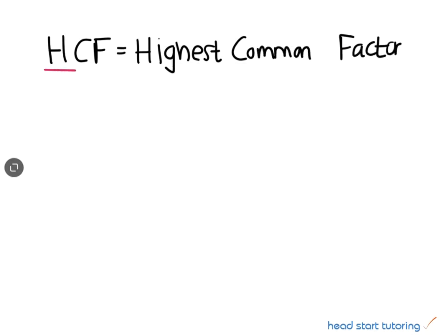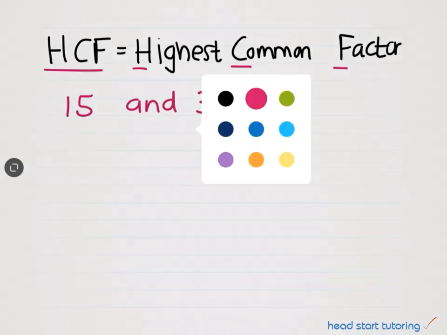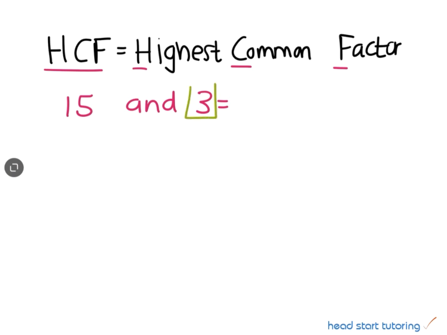Right, we are going to have a look at the HCF, or the highest common factor. So if we are trying to find the highest common factor of 15 and 3, what we need to do is list all the factors of our smaller number, because there will usually be fewer factors in our smaller number. So we list the factors of 3, which is 1 and 3.